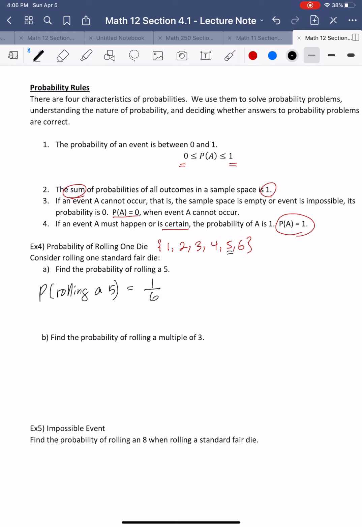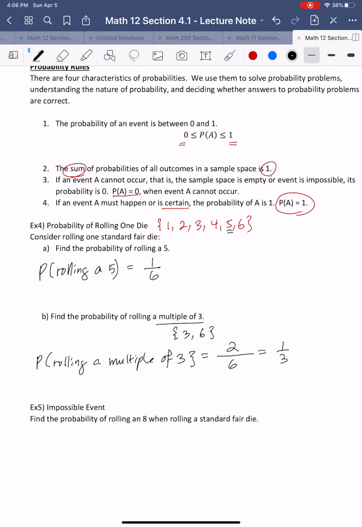Now, find the probability of rolling a multiple of 3. For a multiple of 3, you have 3 and 6. So the probability of rolling a multiple of 3 will be 2 numbers out of 6, which you can say is 1/3. Find the probability of rolling 8. I don't see 8 in the sample space, which means rolling an 8 is 0 out of 6, which is 0. This is not possible.